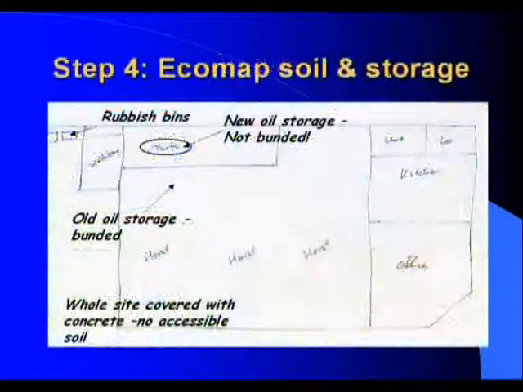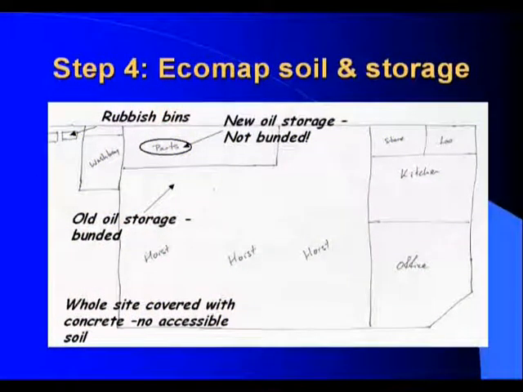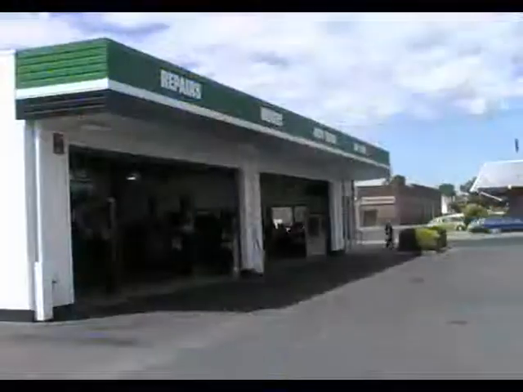Moving on to step 4 in the eco-mapping process, you start to map your impacts on soil quality and the storage of potential liquid pollutants. In this example, staff have identified that the waste oil from servicing cars is an abundant area, so that if there was a spill, the oil would be contained within the bund.